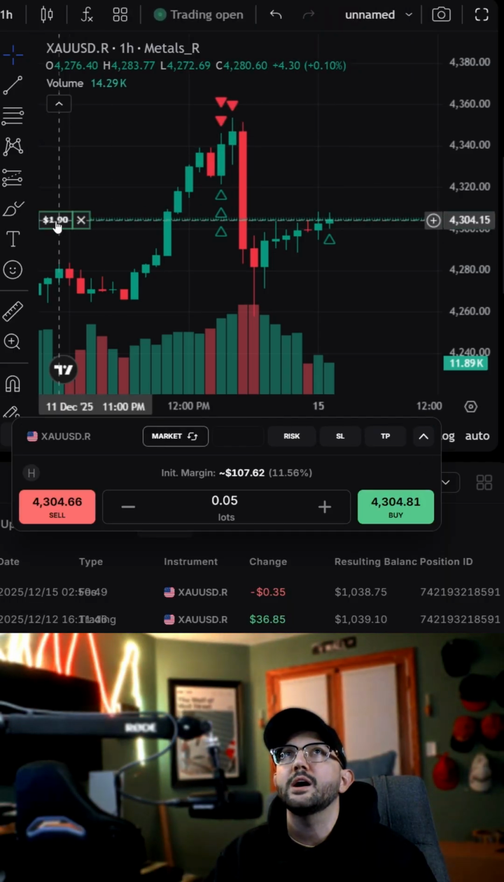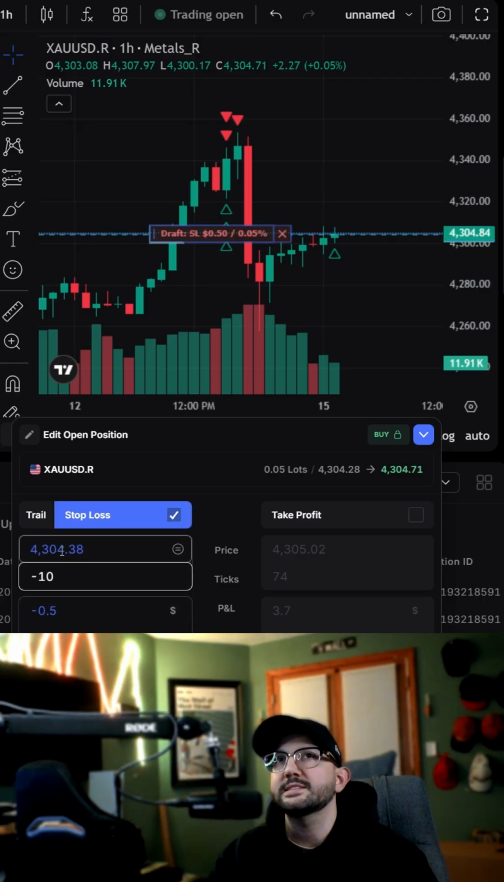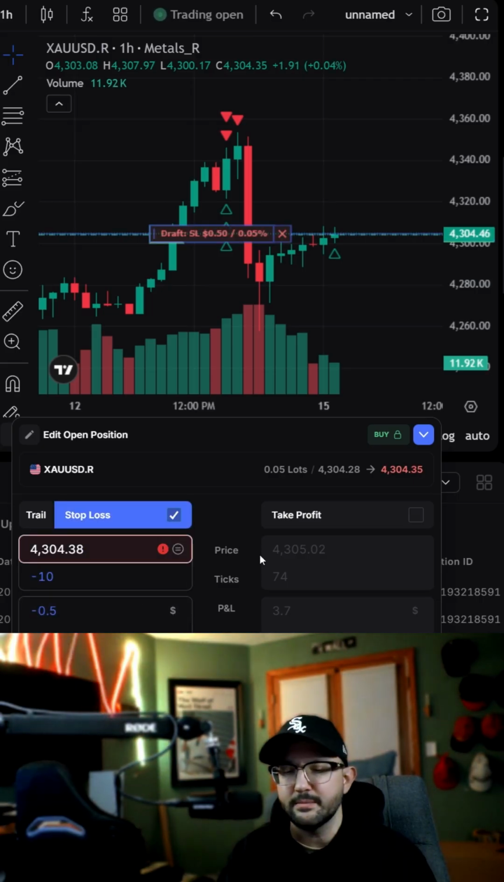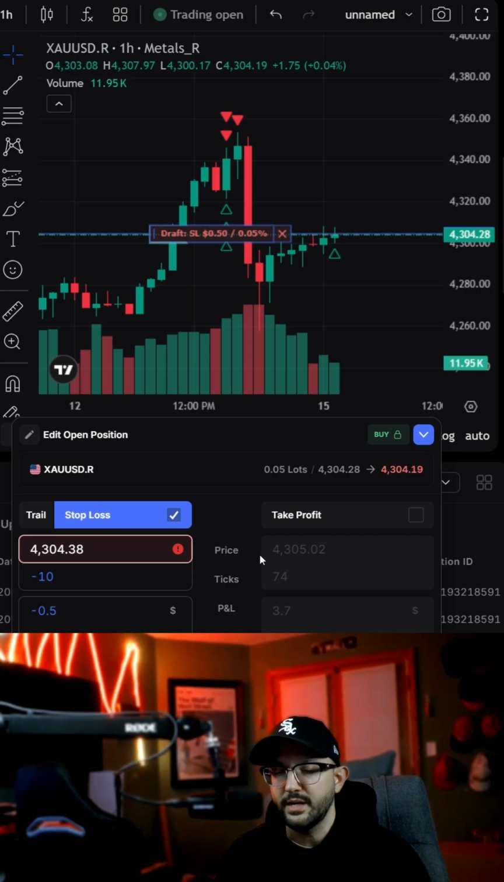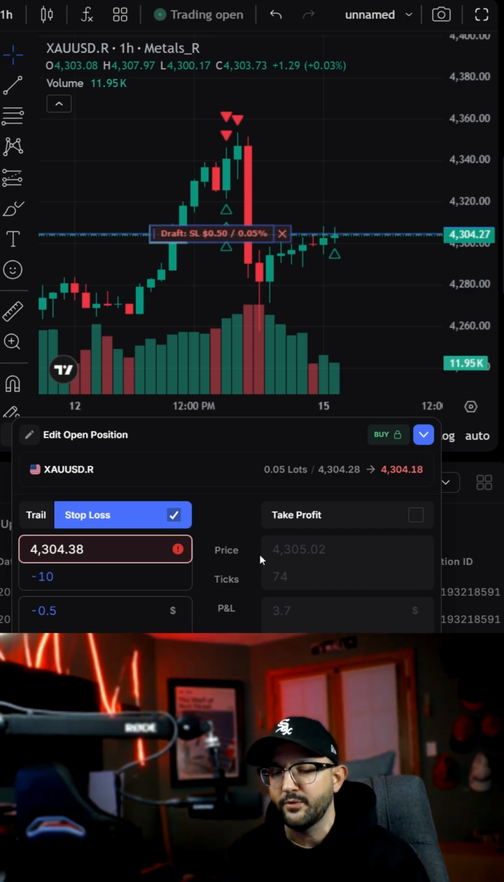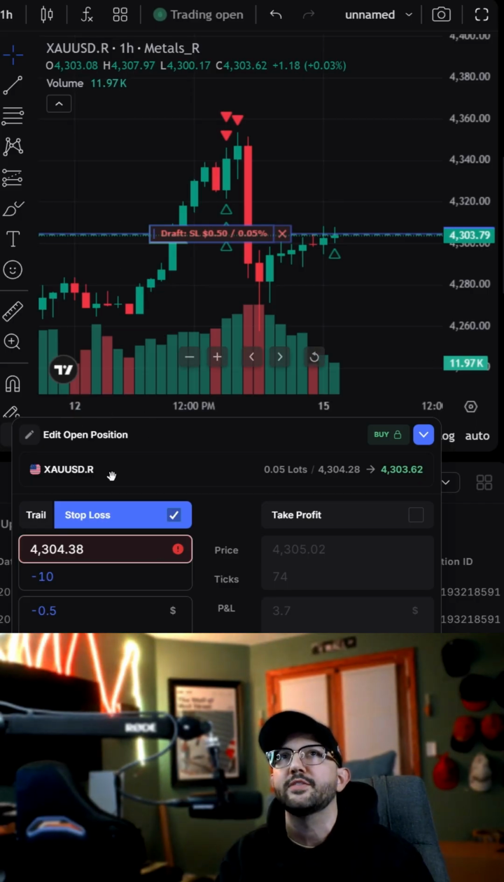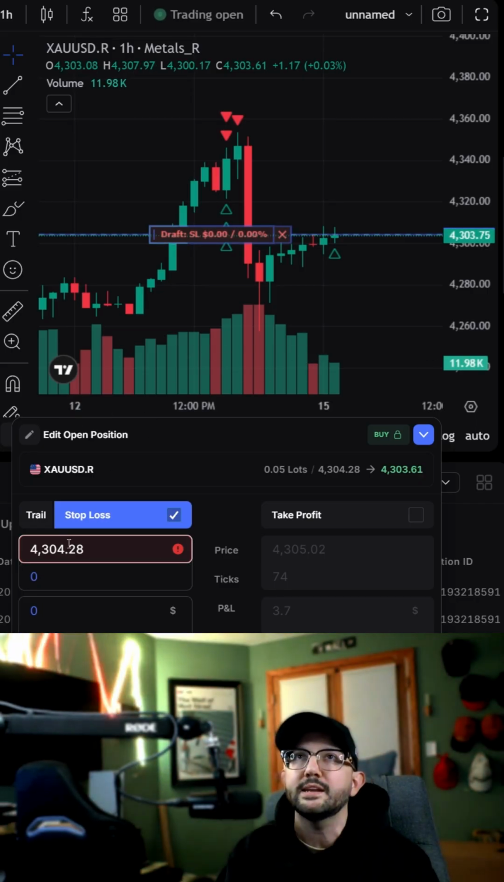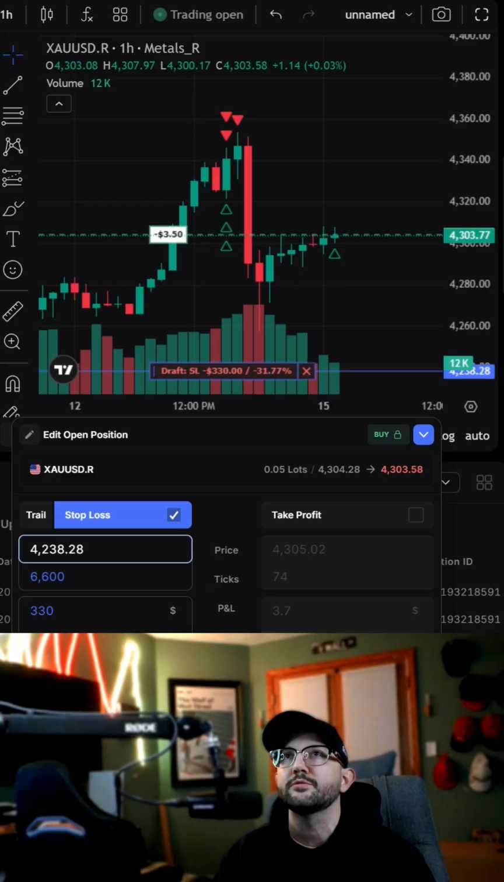$66 less. So if we did the math from right now at 43.04, which is where we bought in, I'll do the math here for you guys. 43.04 minus $66 is down to $4,238. So we'll put that in here, $4,238, and we'll confirm that.